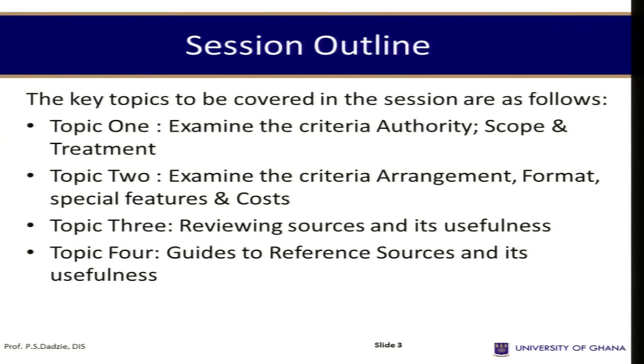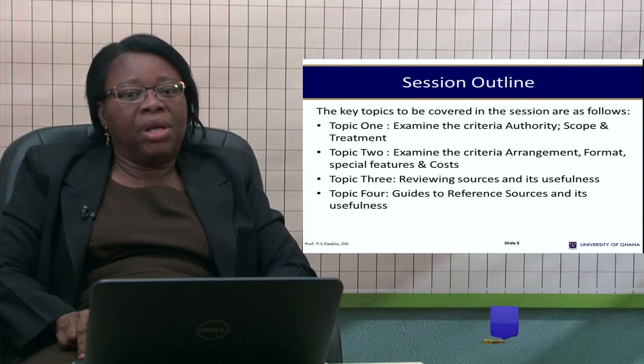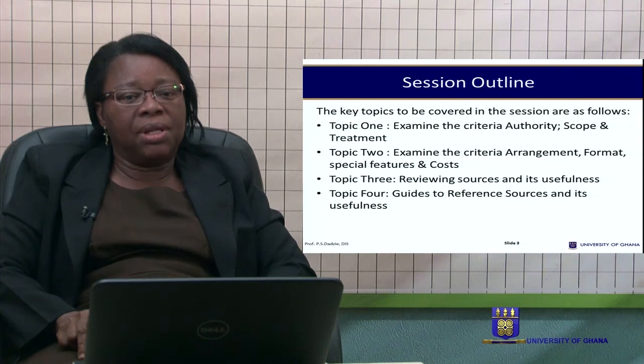So the topics we'll consider will be 3 main criteria for the first topic, and the second topic will look at the next 3, and the third topic will look, in the absence of all these criteria, at what reference librarians are using to be able to select and evaluate materials.